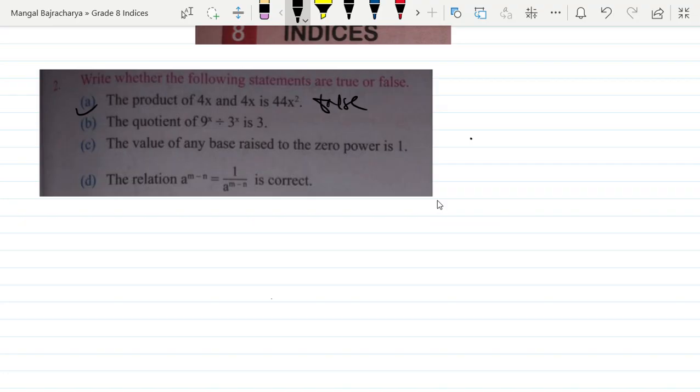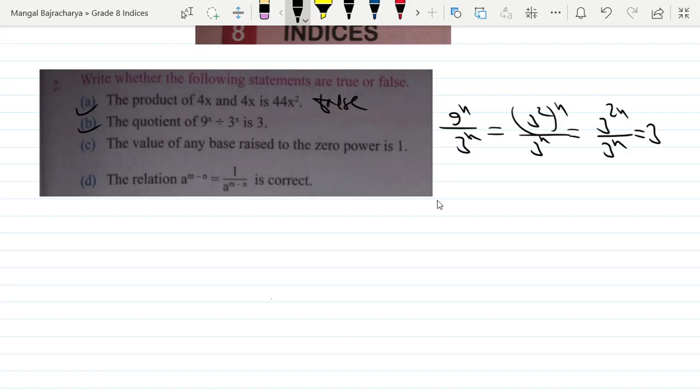Now B. They said the quotient of 9 power x by 3 power x is 3. Let's check whether it is right or wrong. Divide 9 power x by 3 power x. Now 9 is 3 square, whole power x, over 3 power x. So power of a power gets multiplied, you get 3 power 2x, and below there is 3 power x. As they are getting divided, powers will get subtracted, so it will give you 3 power x. It's written there 3 only, that is why it's also false.